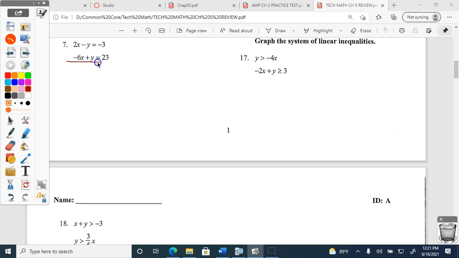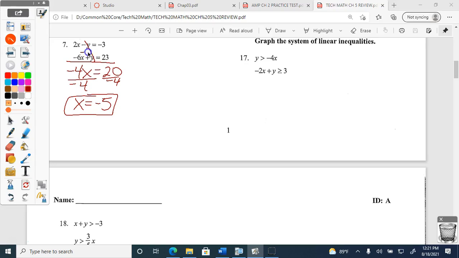Okay, the y's are going to do what when we add them up? Cross out because negative y and positive y make 0. 2x minus 6x is negative 4x. Negative 3 and 23 add up to 20. And then we divide by negative 4. X is negative 5.